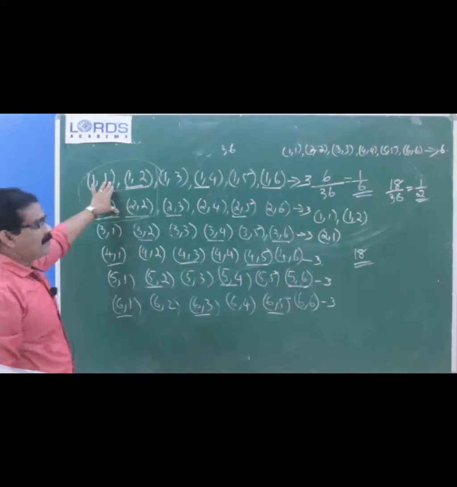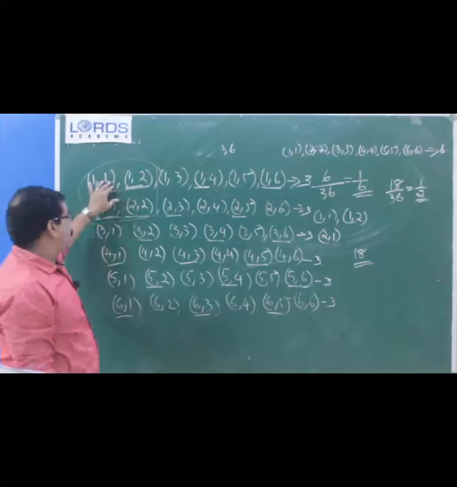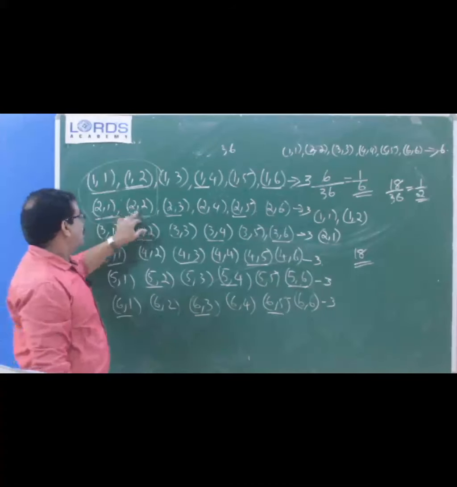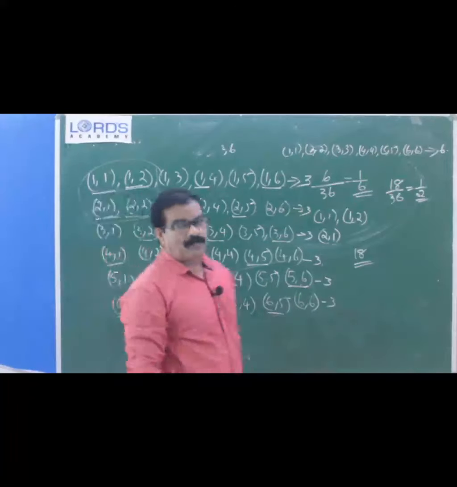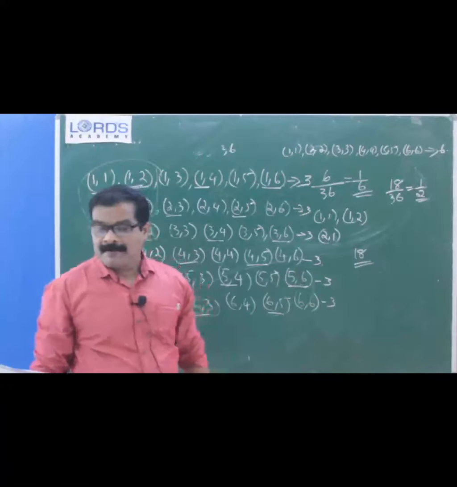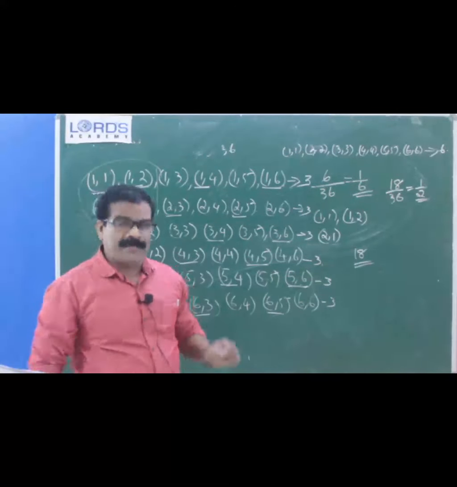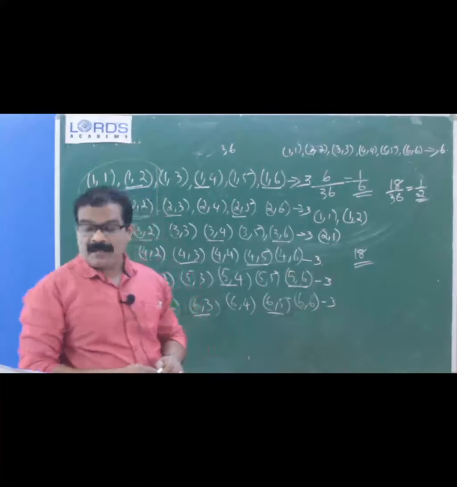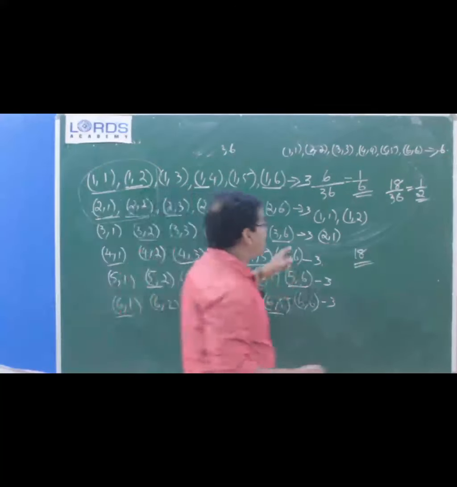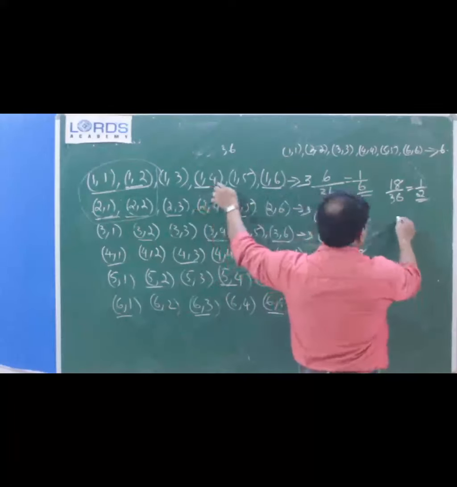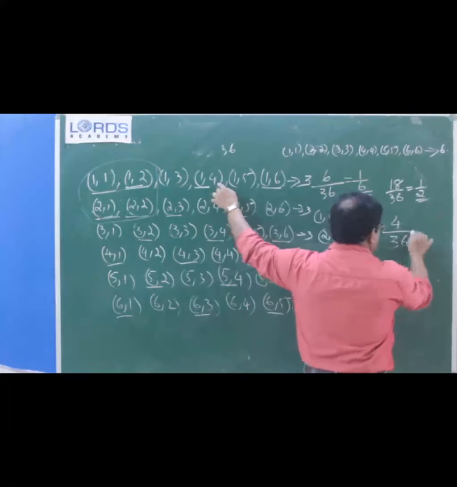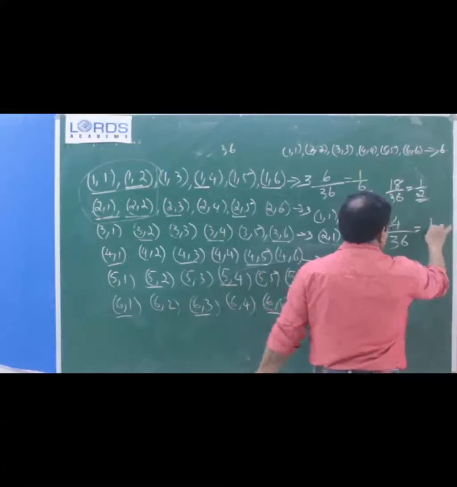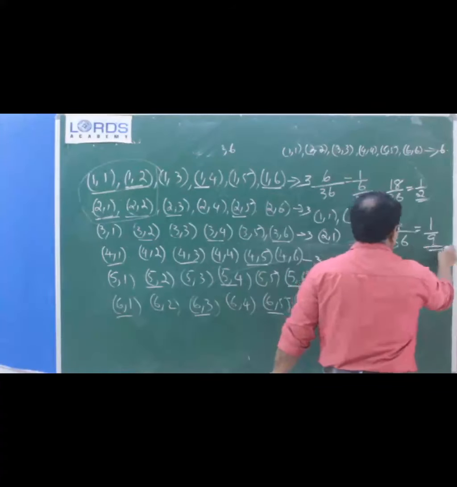So, the number of favorable cases for the second subdivision, less than 3 on each side, you can find out. The probability of getting a number less than 3 on each side will be the number of favorable cases, 4, divided by possible cases, 36. You will get 1 by 9.